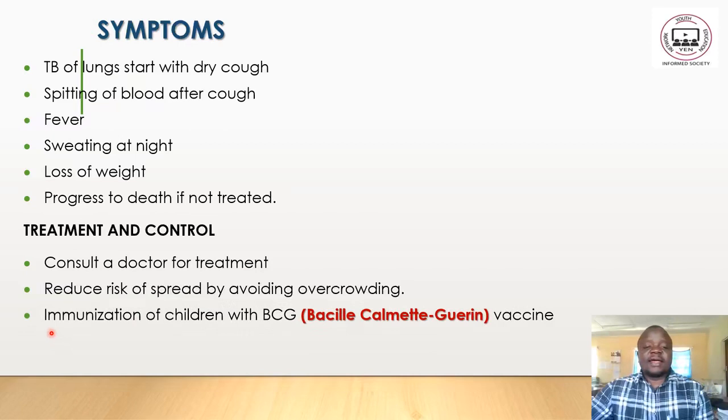So you can carry out immunization in children with the BCG vaccine. Now, this BCG vaccine stands for this: B is standing for bacillus, C is for Calmette, then G for Guerin. So this is a vaccine which is used to control and prevent tuberculosis.